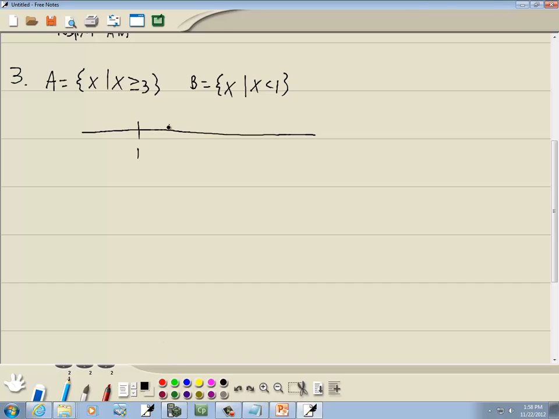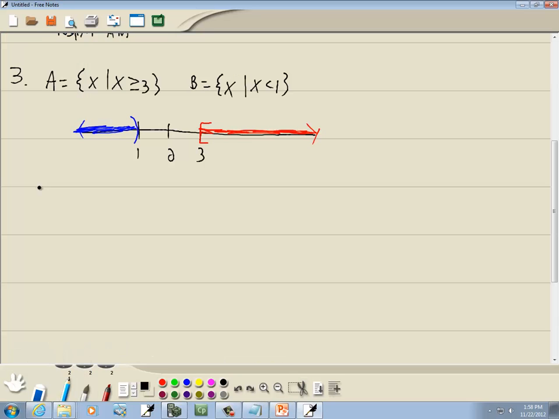Here's 1, 2, 3. Now, here we got x is greater than or equal to 3. Well, greater than or equal to. The equal to part means you put a bracket on it. And greater than means I shade to the right. Which is that right there. Now this one is x is less than 1. Less than, and there's no equal to part on it, means this is parentheses. And less than means I shade to the left. So it looks like that.